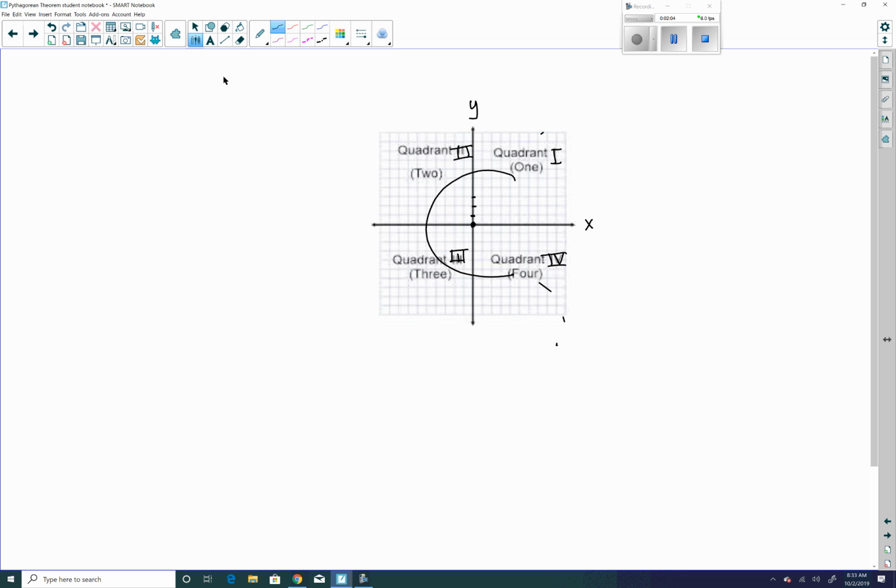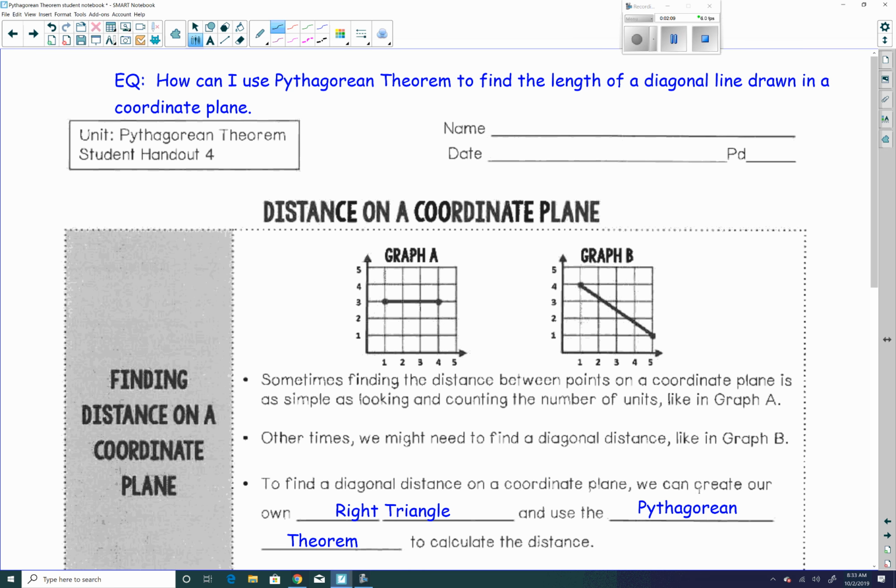We're not going to be dealing with all 4 quadrants right now, but I wanted to spark your memory of what that looks like. So graph A and graph B, we're just looking at the positive. This would be quadrant 1 in the coordinate grid. And in graph A, it's pretty easy to find out how long that line is because I can just count the units. It starts at 1, 3 and it goes to 4, 3, and I can just count the units as I'm going to the right. So I'm starting here. Here's 1 unit, 2 units, 3 units. So I know that that is 3 units long.